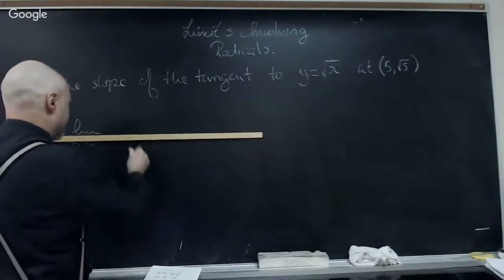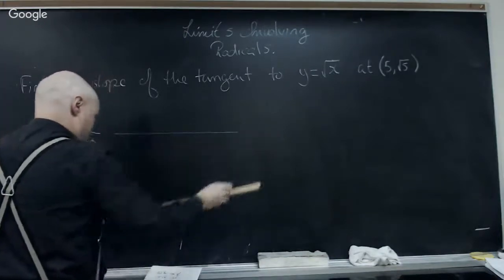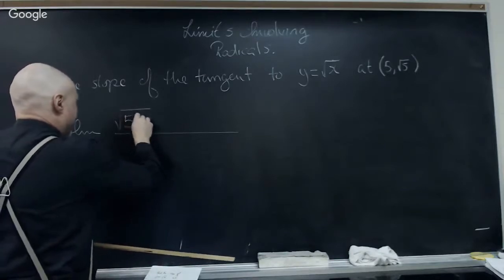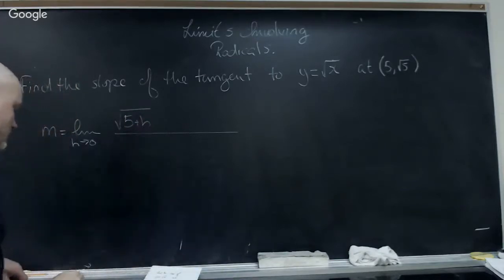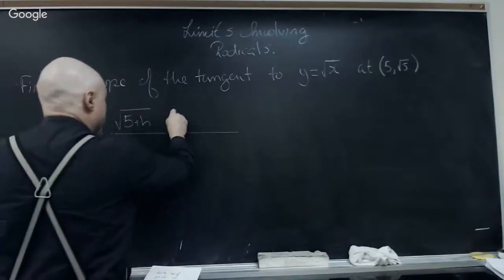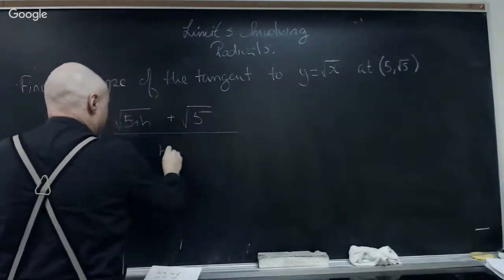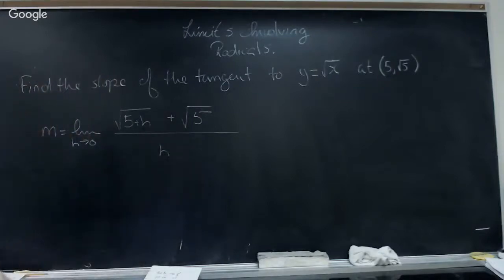I'm going to use the meter stick today. Just, I'm very patient. Square root of 5 plus h, subtract square root of 5, all over h. Are we good so far? Everybody's good? Thumbs up? All right.